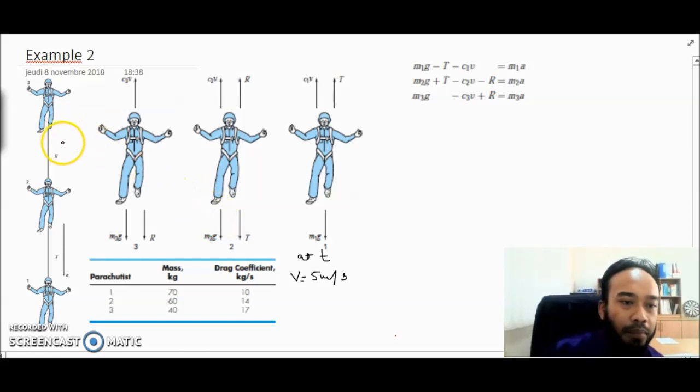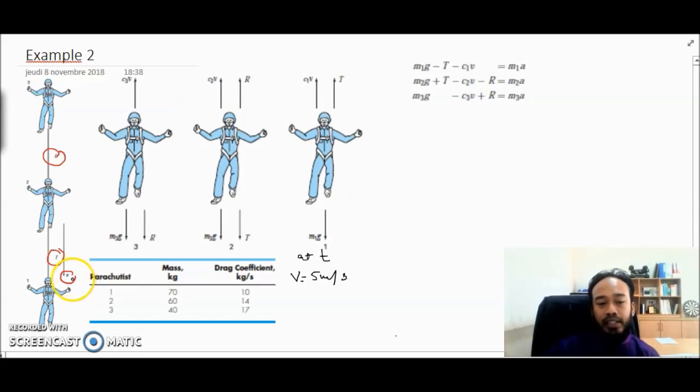Now as they fall, as the velocity increases, the drag force also increases, because the drag force is proportional to the speed, right? And the thing that we would like to know is the tension of the ropes that connect them. The first tension is called the tension R. The second rope's tension is called tension T. And then we also would like to know the acceleration with which they fall. So now they're falling at 5 meters per second, but what is the acceleration?